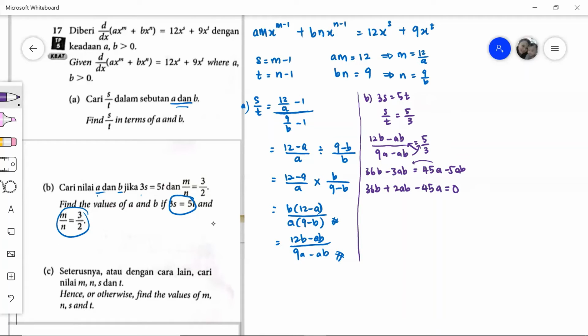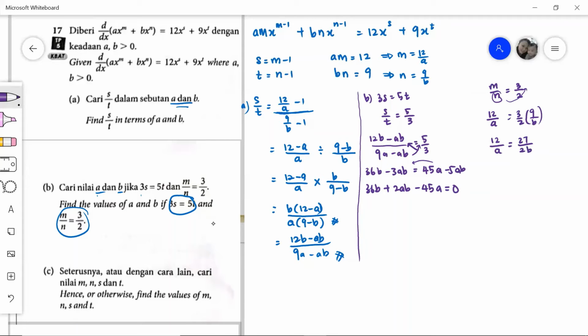So let's just put that down. M over n equals 3 over 2. So what is m? m is 12 over a. So let's write 12 over a, equals, when I bring this n over there, so 3 over 2, the n is 9 over b. Okay, let's write the simplified number. So we have 27 over 2b.